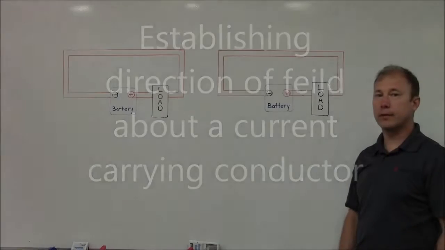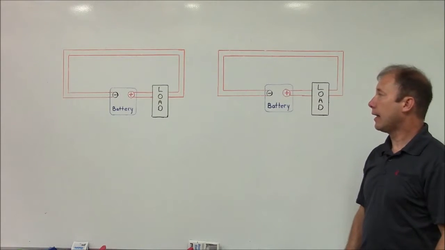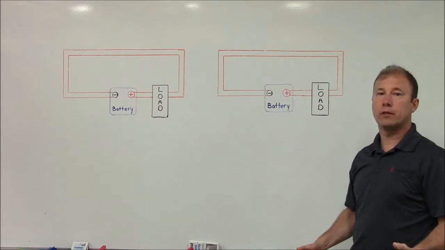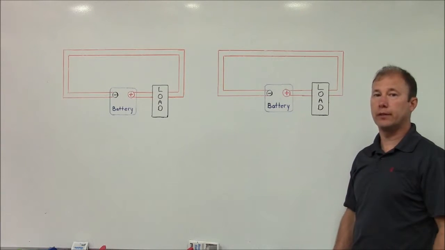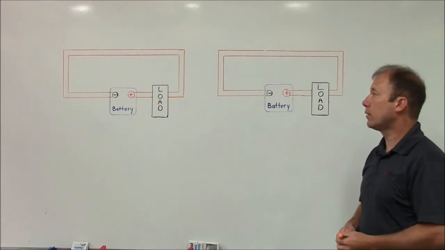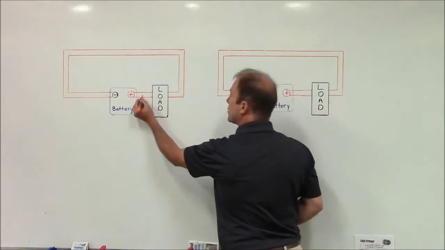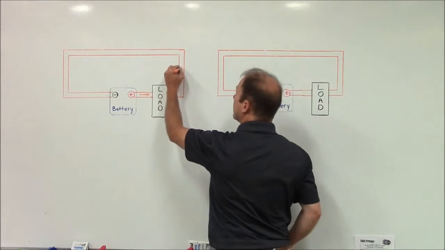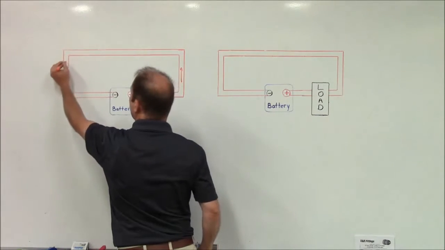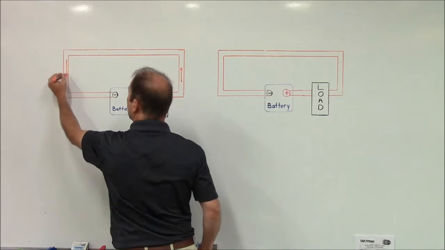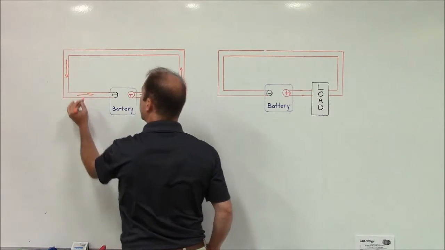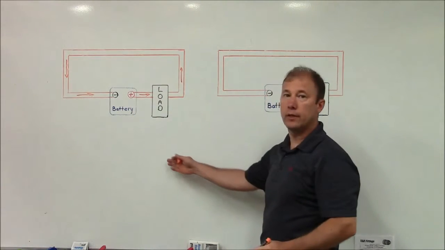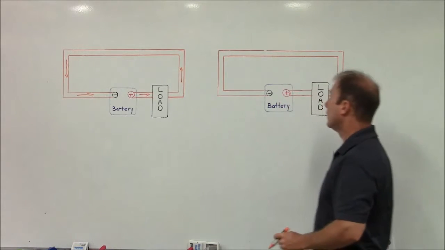Here we have two identical circuits, and we want to establish the direction of current flow in these circuits. One way is the conventional flow theory, which says it goes from positive to negative. So if we follow the direction, it will go in this manner. So that is the conventional flow theory.